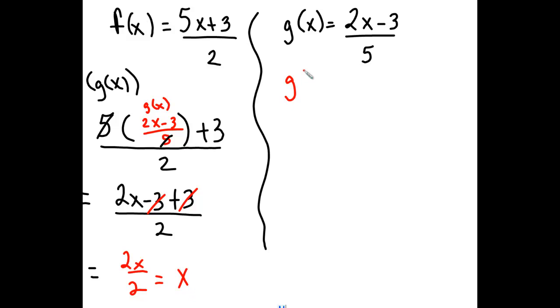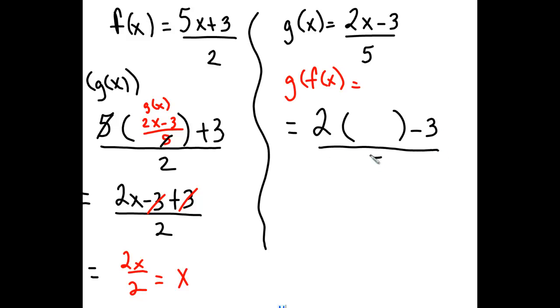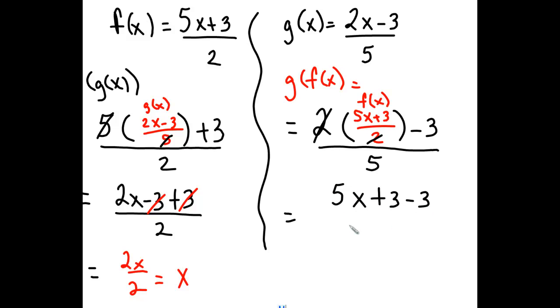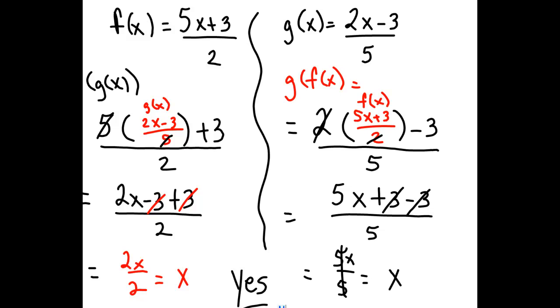Now let's look at g of f of x. Now writing the equation for g, anywhere we have an x in g, we want to leave a blank. Now substitute f of x in for the blank. F of x is 5x plus 3 divided by 2. Now simplify, and the 2's will reduce, leaving 5x plus 3 minus 3 over 5. Combining like terms, the 3's go away, leaving 5x divided by 5. 5 goes into 5 one time, leaving x. So yes, these are inverses of each other. And this concludes verifying inverses.